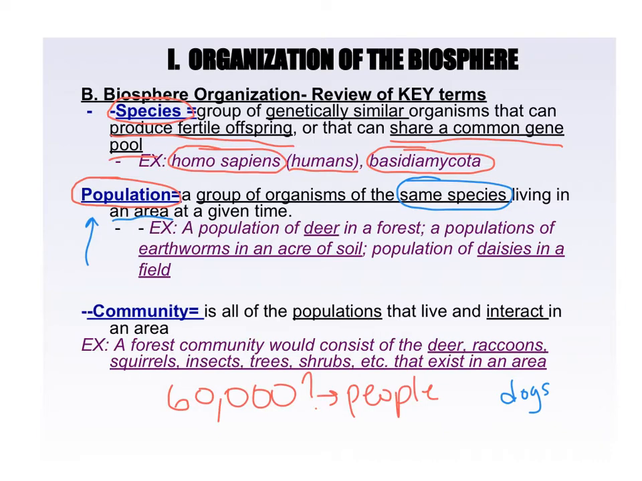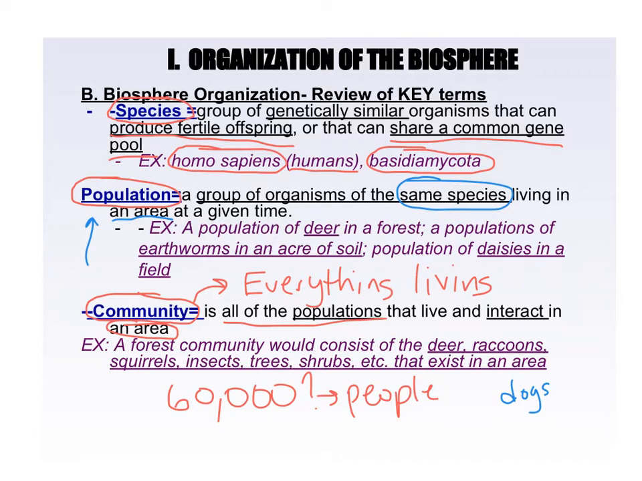The next term, this is going to be bigger. They're going to get bigger. So population is just all the members of one species, like all the humans, or all the monkeys, or all the sea turtles, or whatever. That's a population. Getting bigger, the next term is called a community. That's all the populations that are in a certain area. Or basically, a community is everything living in a given area.